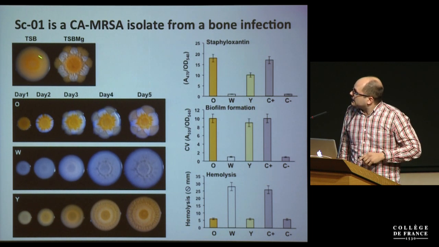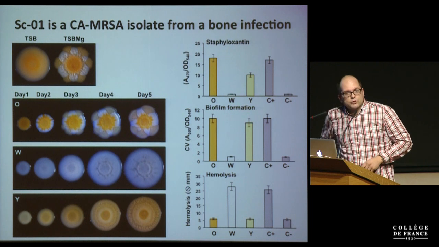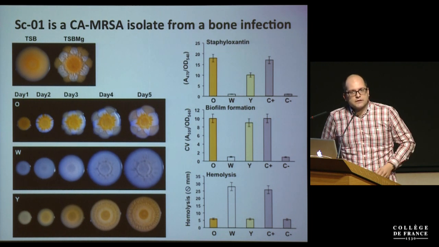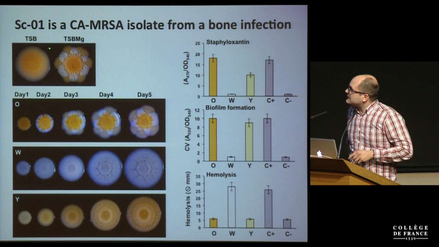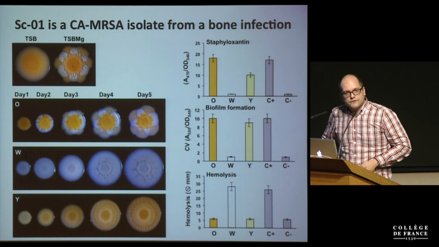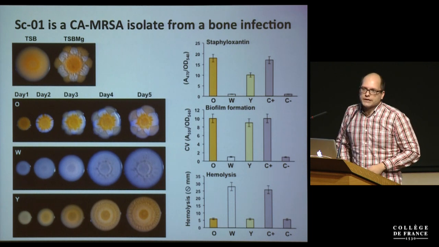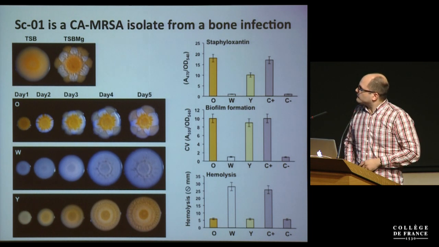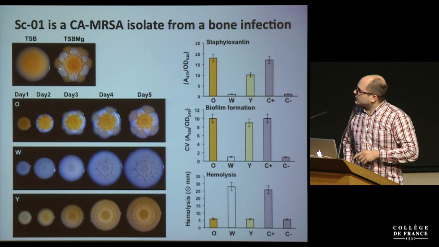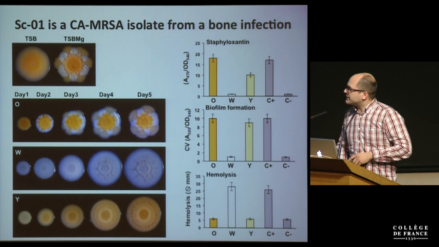This is the look of the strain when we grow it in TSB. It has a mayonnaise phenotype. When we grow it in TSB magnesium, it develops a really strong flower phenotype. It's a cookie phenotype, but with sectoring in some regions with different colors, obviously because of the pigmentation.